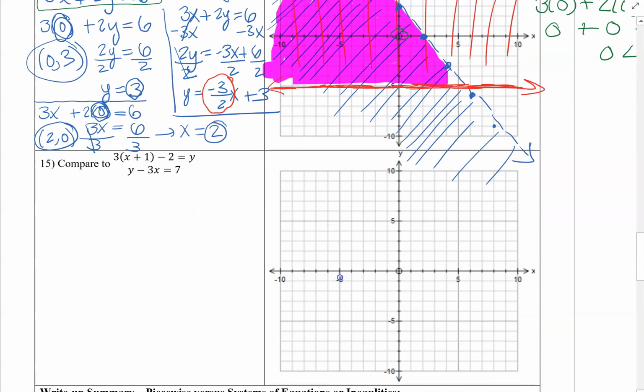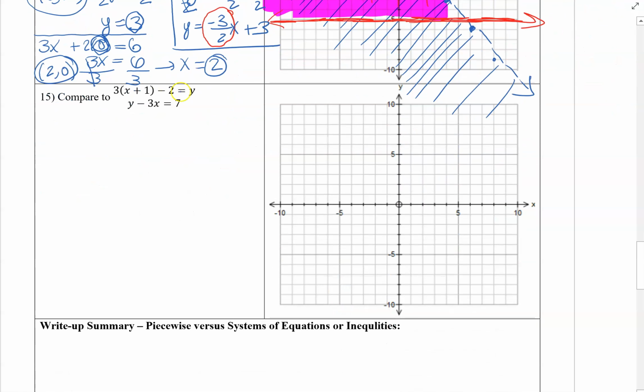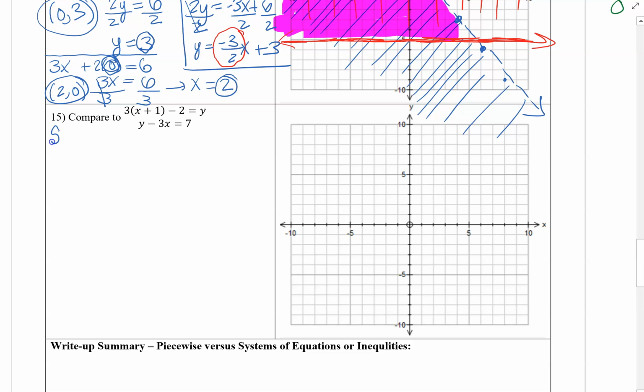Another thing that students tend to confuse with piecewise functions is what we call a system of linear equations. So that's what this is in number 15. This again is a system of linear equations. So now we don't have inequalities anymore. We have equal signs again. So it's equations, but there's two. So it's a system. And because there's more than one, again, students often confuse this with a piecewise function.